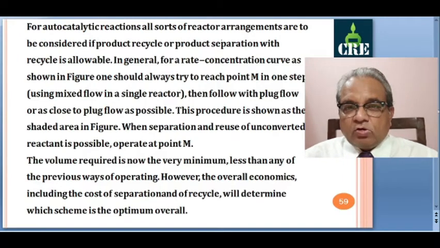So for autocatalytic reaction, all sorts of reaction arrangements are to be considered if the product recycle or the product separation with recycle is allowable. For the rate concentration curve as shown in the earlier figure, one should always try to reach a point M, the intermediate point, that is the optimal point, in one step using mixed flow in a single reactor, and then follow with the plug flow or as close as possible to the plug flow. This procedure is shown as shaded area in the figure. When the separation and the reuse of unconverted reactant is possible, operate at point M.